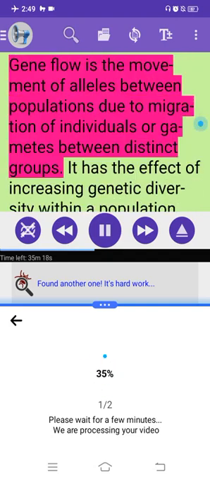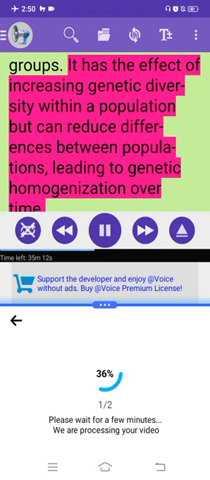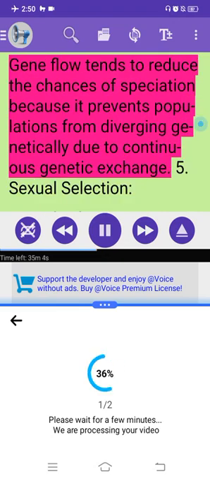4. Gene flow. Gene flow is the movement of alleles between populations due to migration of individuals or gametes between distinct groups. It has the effect of increasing genetic diversity within a population but can reduce differences between populations, leading to genetic homogenization over time. Gene flow tends to reduce the chances of speciation because it prevents populations from diverging genetically due to continuous genetic exchange.